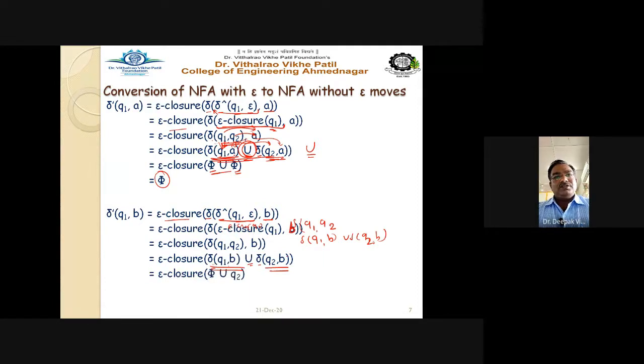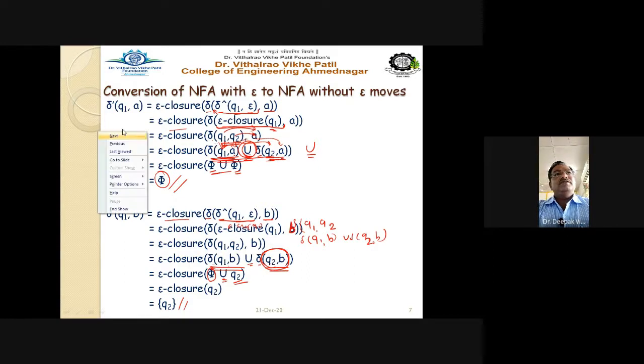So what are the transitions of delta Q1 comma B and delta Q2 comma B? Q1 on B, there is no transition, that's why it is written as phi union. But there is a transition from Q2 on B, and that is nothing but your state Q2. So we can write here epsilon closure of Q2, and epsilon closure of Q2 is equal to Q2 itself. So here we have got two answers: first is phi, and second is Q2. Okay, so four transitions we have found out. Now we'll move to the next one.